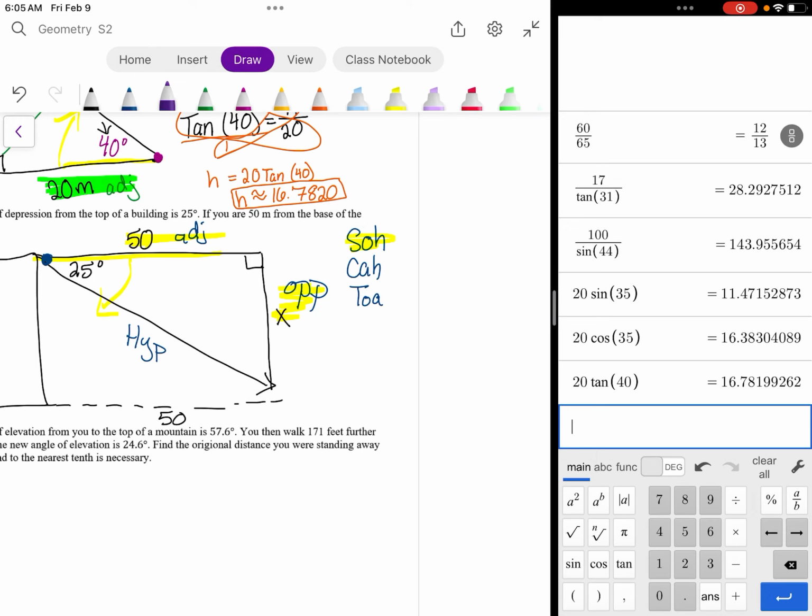Oh, I'm sorry, not the sine function. Opposite and adjacent, that is our tangent function. And when you set that up, you're going to do tangent of 25 equals our opposite side, x, over 50. Then you can cross multiply, and in this one we would get x equals 50 times the tangent of 25.